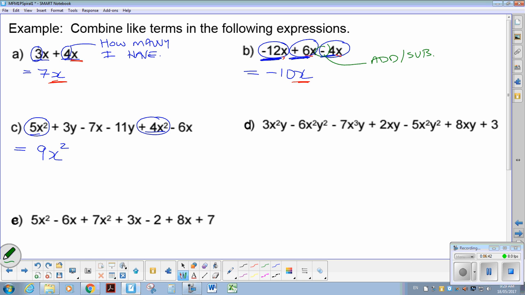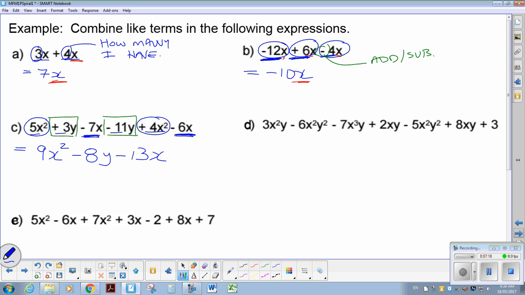Next, the y's. I've got plus 3. I have minus 11, and that's it. So I know I'm going to end up with y. How many y's? Well, I have 3. Take away 11. I have negative 8 y's. All right. And the last one I'll just underline. So I have negative 7 x's, and I lose or take away 6 more. So I've lost 6 more. So I know I'm going to have x term, negative 7, take away 6 is negative 13x.